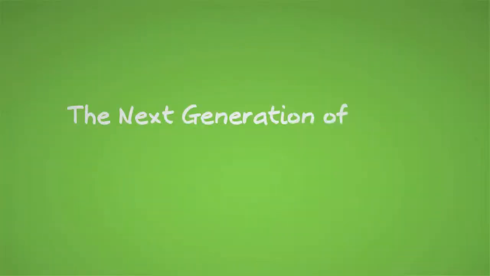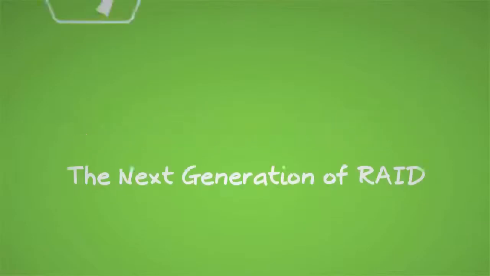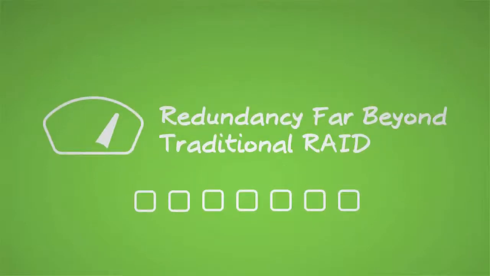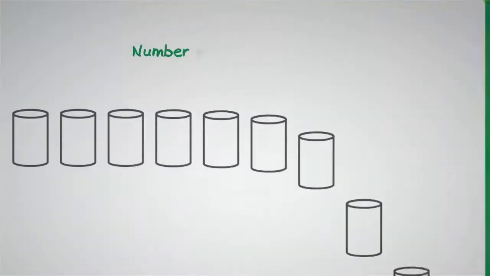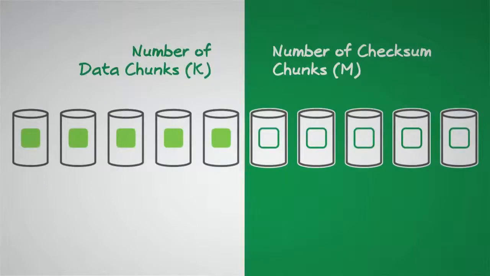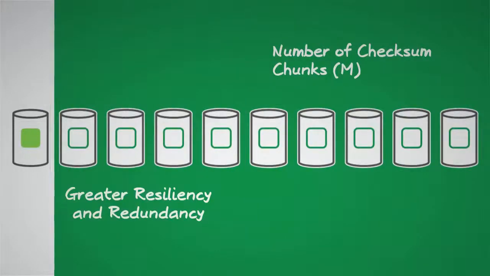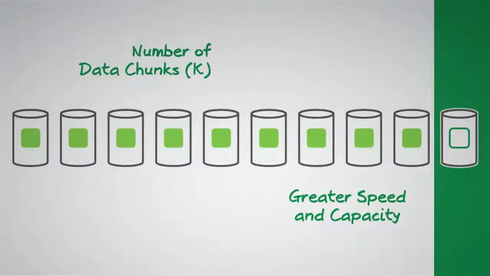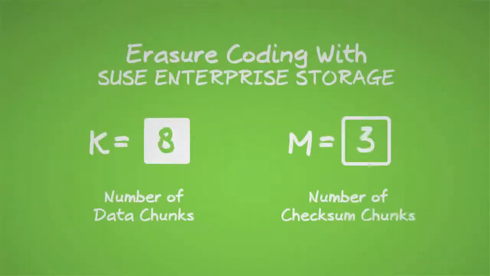Think of it as the next generation of RAID, because it gives you redundancy far beyond RAID's one or two failure model. The resiliency of the data you store through erasure coding depends entirely on the values you specify. SUSE Enterprise Storage allows you to change two values to meet any resiliency standard you wish to define. Let's take a look at an example.